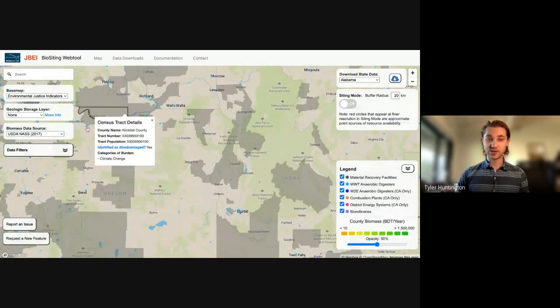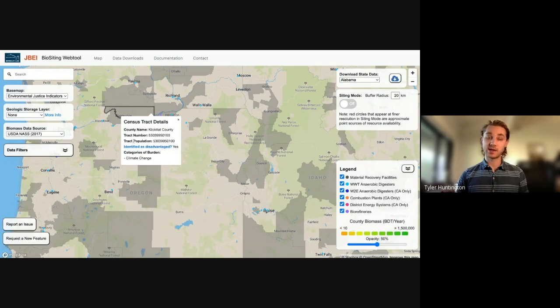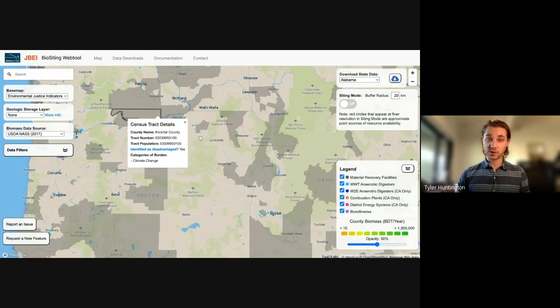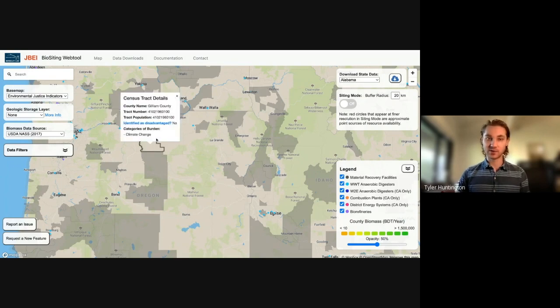whether or not census tracts are identified as disadvantaged from a variety of criteria that relate to climate change impacts, socioeconomic indicators, and other environmental indicators that play into human health hazards. So when thinking about where we are going to site future facilities for producing biofuels, bioproducts, we want to be conscious of where historically the energy economy has had negative impacts on different folks.